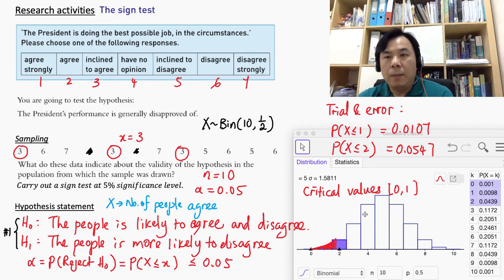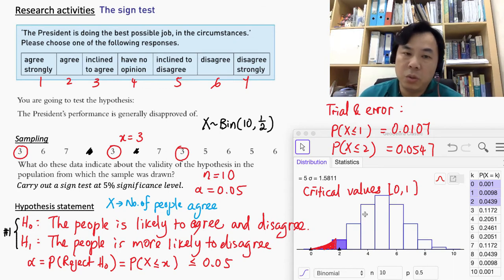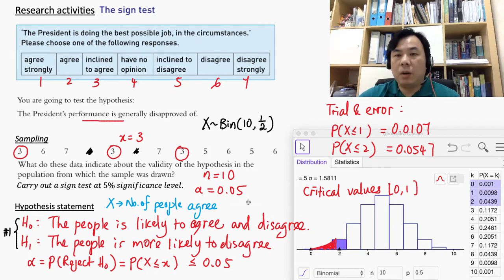Therefore, we fail to reject the null hypothesis, or we do not have sufficient evidence to reject the null hypothesis. Therefore, the people are likely to agree and disagree with the statement here. All right. Now, I hope that is clear.